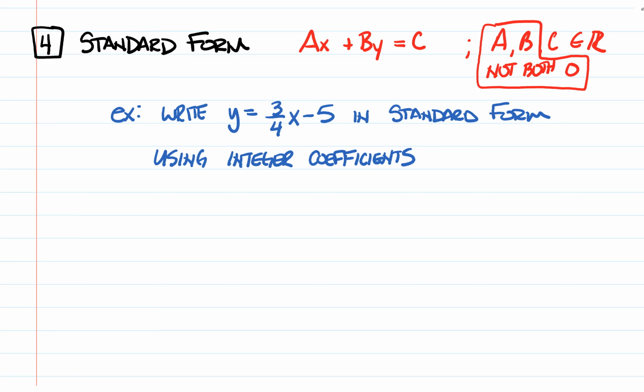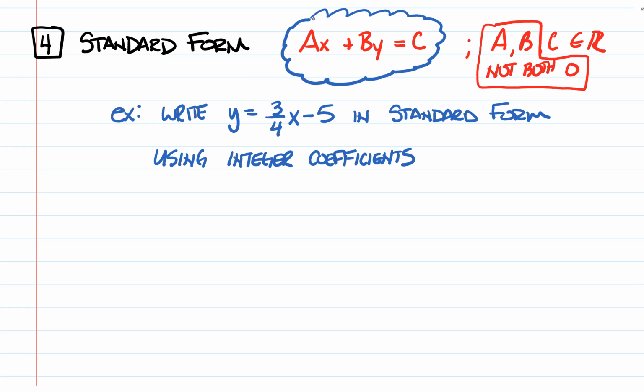Okay, box number 4 is another form of a line called standard form. Standard form looks like this: ax plus by is equal to c. So it's not point slope form, and it's not slope intercept form. It's what we call standard form.